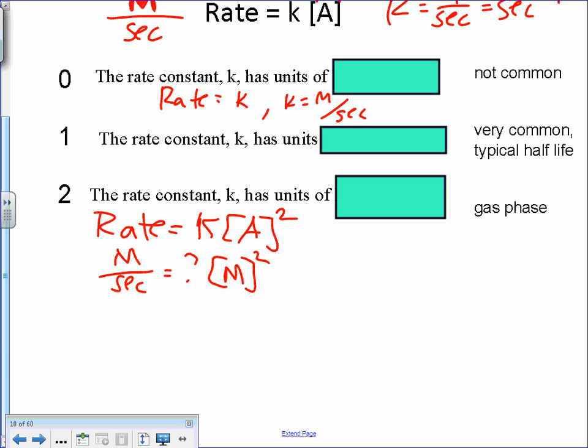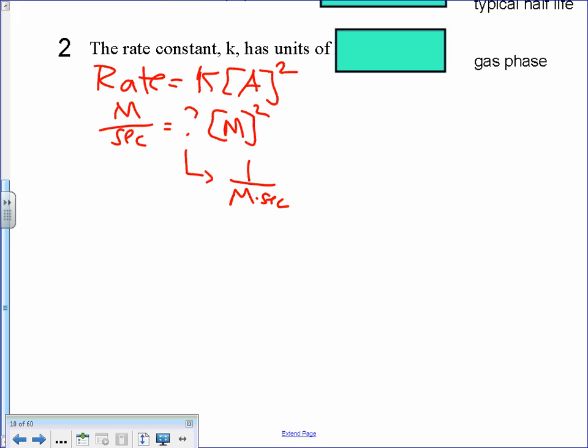Okay, so this would have to be 1 over molarity times seconds. Do you see why? One of the molarities from the molarity squared has to cancel to leave us with only one molarity. So that's why I have to have a molarity in the denominator. And then seconds also has to be in the denominator because it's per second. So this can be written as 1 over molarity per second, or how else? Okay, give me one more variety. Remembering what molarity is, what's another way to write this?